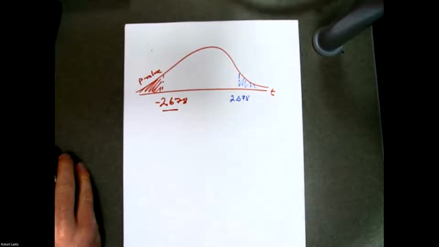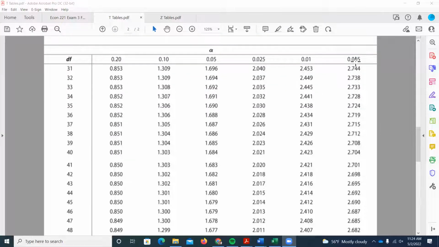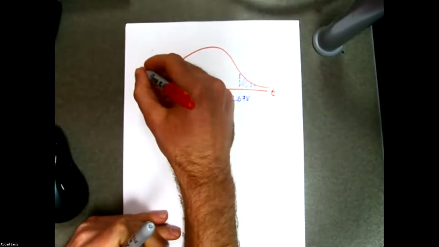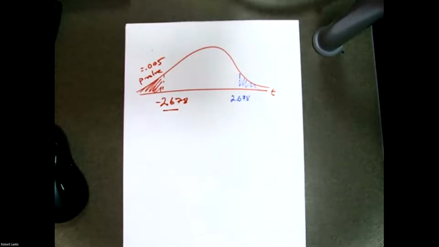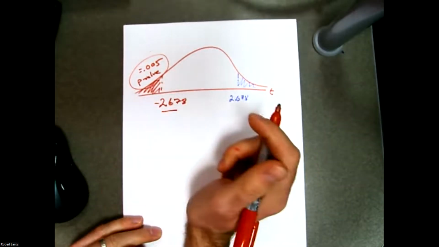So that 2.678, the area to the right of that would be 0.005. So, if this area is 0.005, this area would be the same. So that's my p-value, right? Just the area in that left tail.